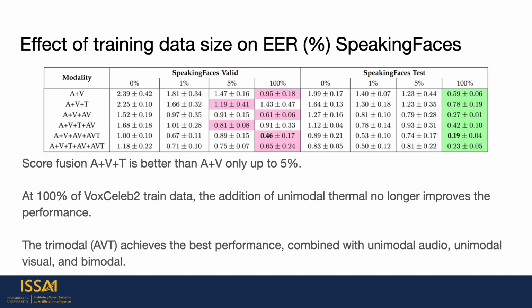In the previous study, we explored only the fusion of unimodal models, where a combination of all 3, audio, visual, and thermal, was better than the 2, audio and visual. The current results show that the statement holds only up to 5% of synthetic data. At 100% of VoxCeleb 2 trained data, most of the thermal images are synthetic, and the addition of unimodal thermal no longer improves the performance. However, the trimodal model achieves the best performance combined with the unimodal audio, unimodal visual, and bimodal.